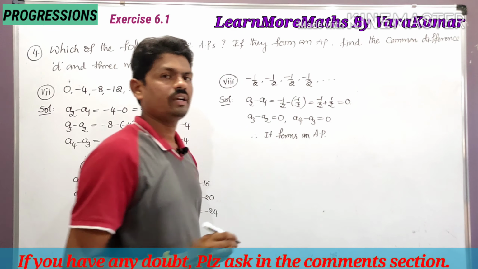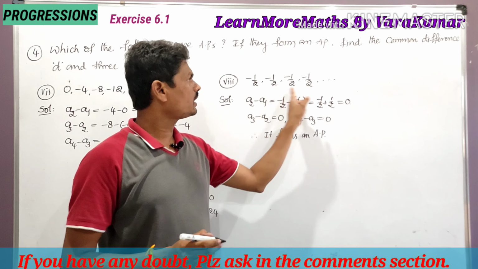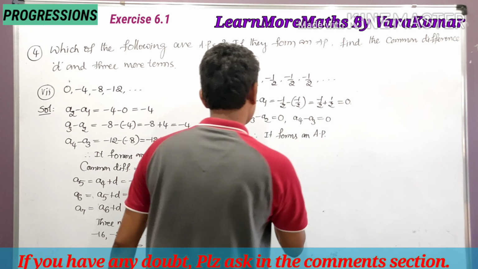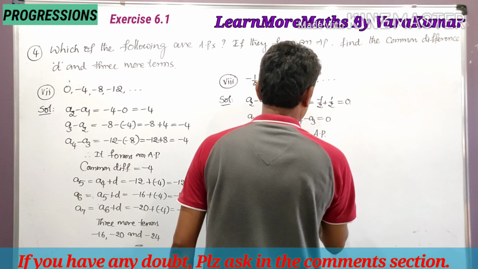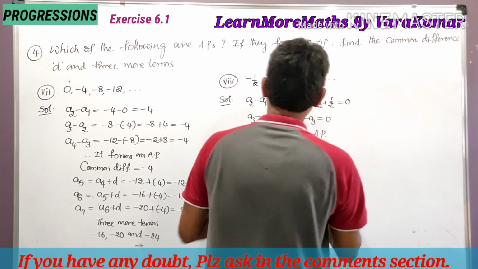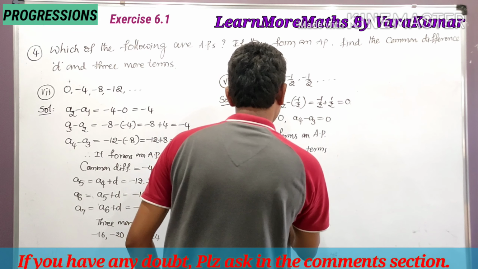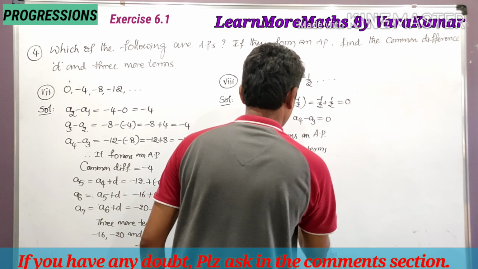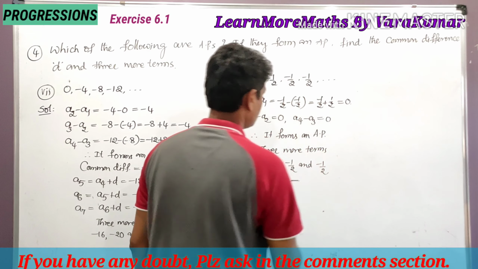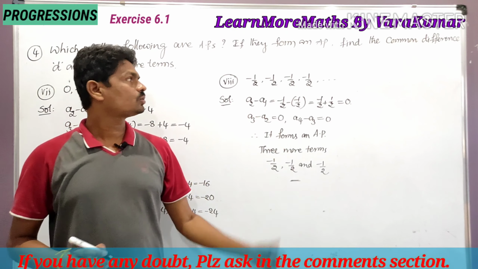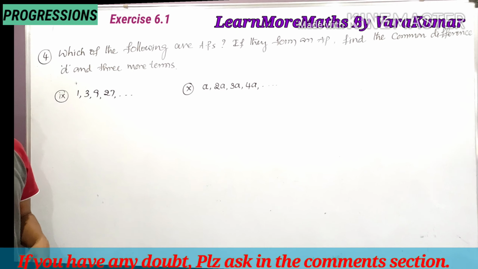He is asking us to find three more terms. All are equal, so the three more terms are also minus 1 by 2, comma, minus 1 by 2 and minus 1 by 2. So these are the three more terms. This is the eighth bit.